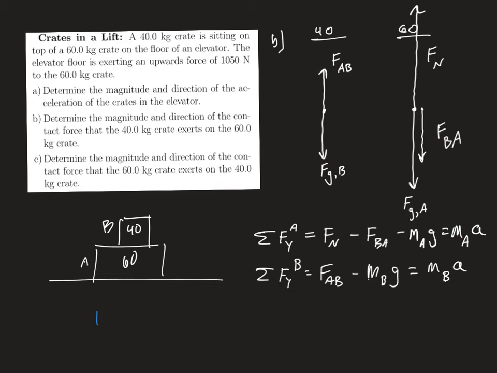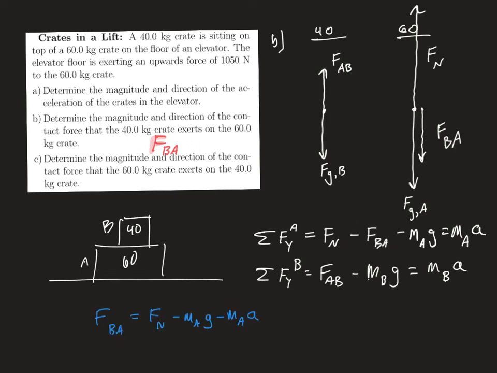So now let's think about what we're actually trying to find. We want the magnitude and direction of the contact force that the 40 kilogram crate exerts on the 60 kilogram crate. So to me, that is B on A. Looking at our free body diagrams, FB on A is right here. In order to solve for that, we have to make sure that we can actually solve this whole equation. And indeed, I think we can. We know what the normal force is. We know the mass of A, and we found the acceleration in the previous part. So I can just solve this equation for FBA to find the answer.